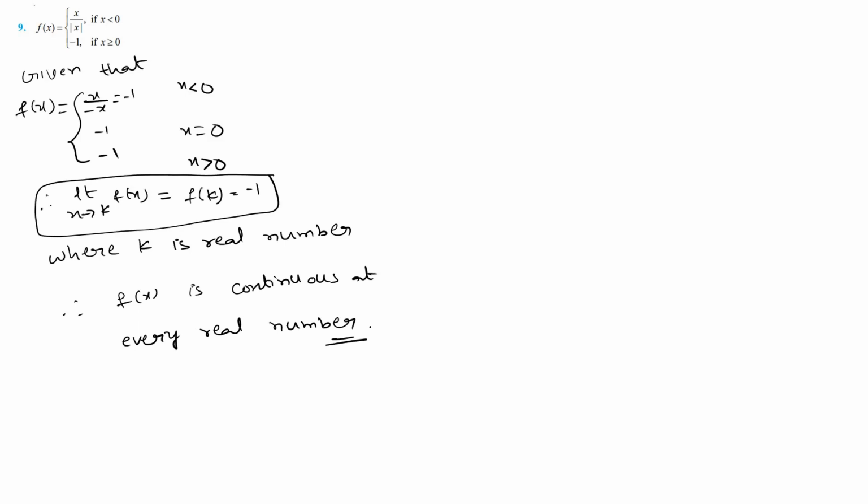Okay. Next, the 10th one. F of x is equal to x plus 1 if x is greater than or equal to 1, x square plus 1 if x is less than 1. Given that f of x is equal to x plus 1 if x is greater than or equal to 1. If x is less than 1, we'll get x square plus 1 here.